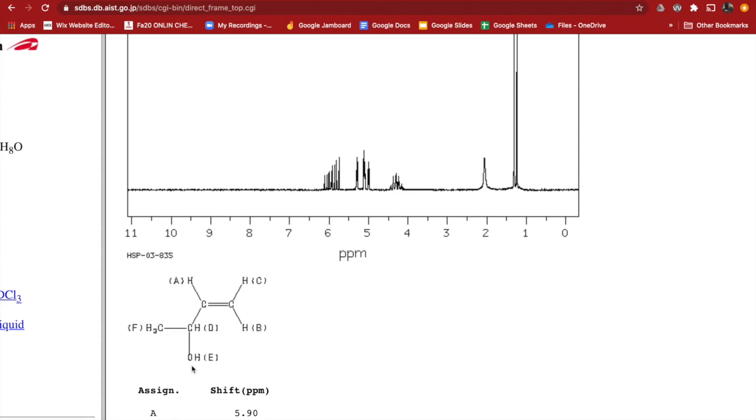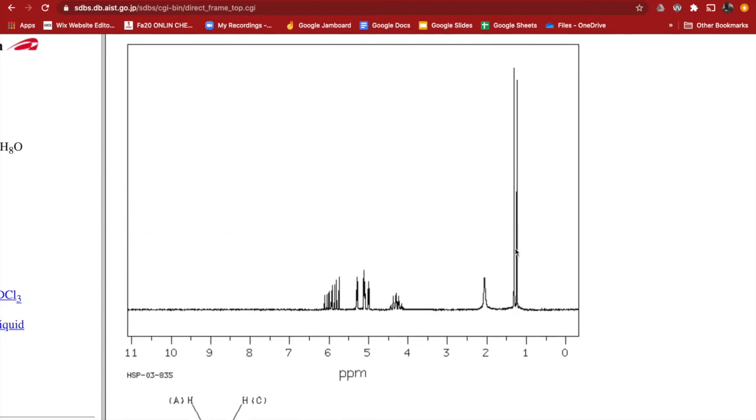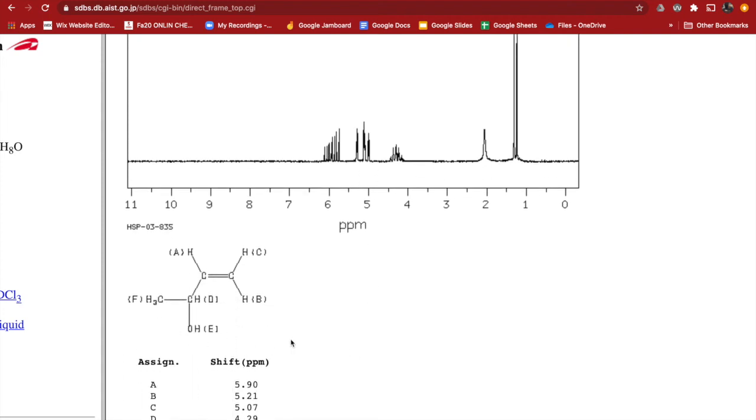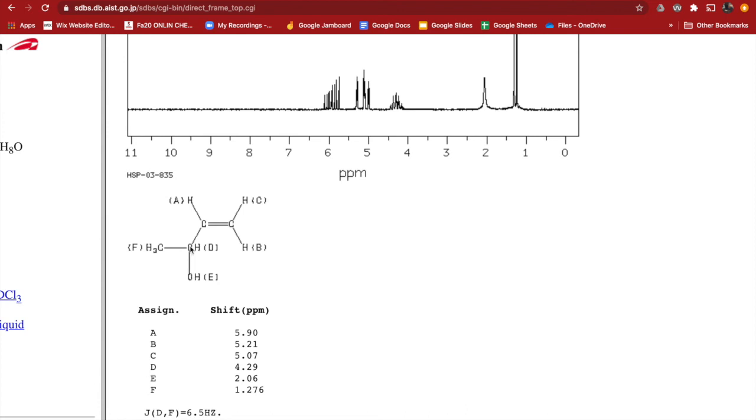And then this end one, this last one here, is really nice because it only sees that neighbor. So it should be a nice doublet. That's the F one they're talking about right here. Nice doublet, huh? 3 hydrogens. And notice how this 3 hydrogen signal is taller than all these 1 hydrogen, 1, 1, 1 signals. So that's good.